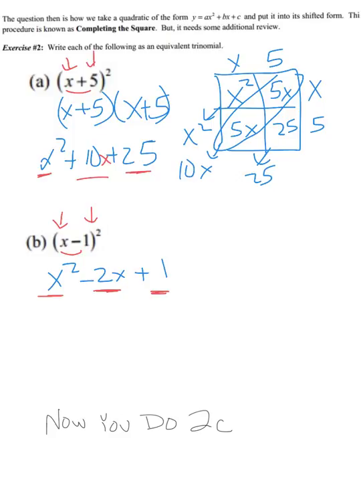All right. I want you to do C now. Pause the video and do C. And you try the shortcut if you want, or go right to tabular, whichever way you want to deal with it.